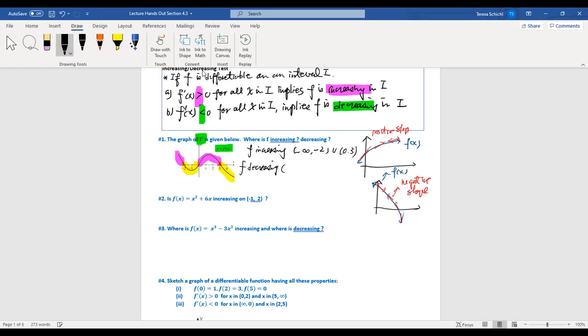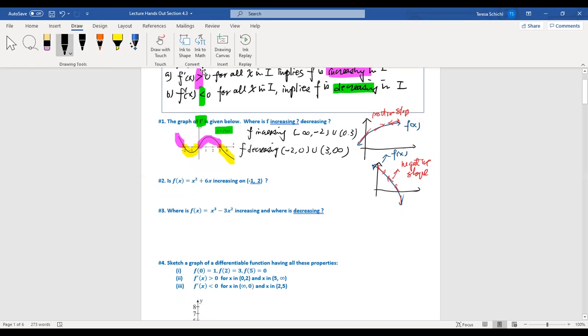And where? From negative 2 to 0. And then union 0 to what? 0 to infinity. So here. Okay, so now the number is f prime x.